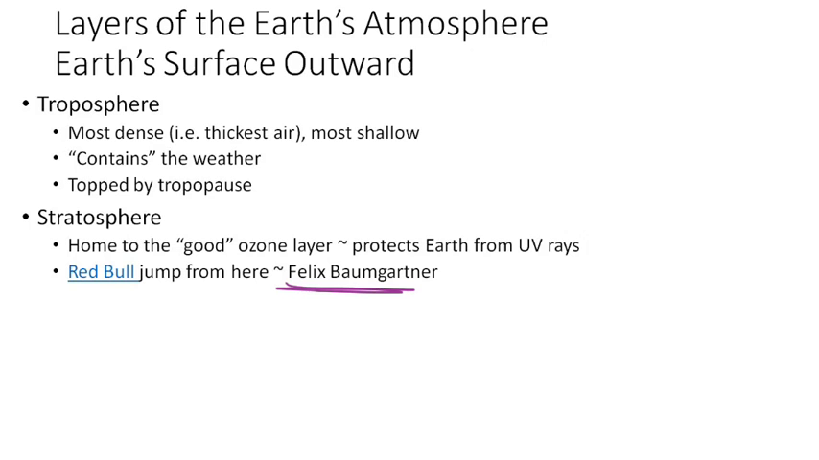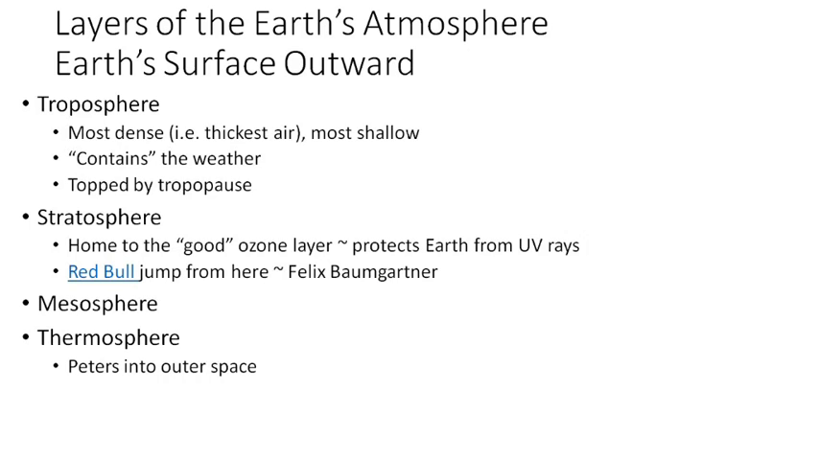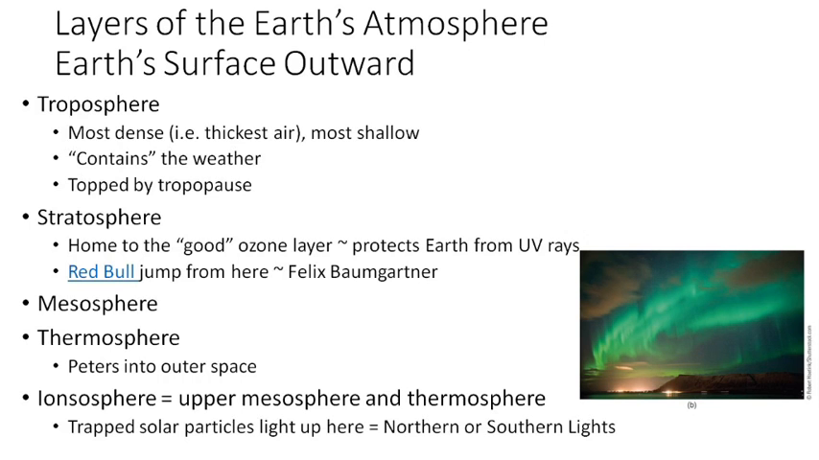Above the stratosphere, we have the stratopause. Above the stratopause, we have the mesosphere. I don't really have anything interesting to say about the mesosphere, meso meaning medium. Okay, above the mesosphere, we have the thermosphere, and the thermosphere kind of peters into outer space. And then we have this horizontal layer called the ionosphere. The ionosphere is the upper part of the mesosphere and the thermosphere.